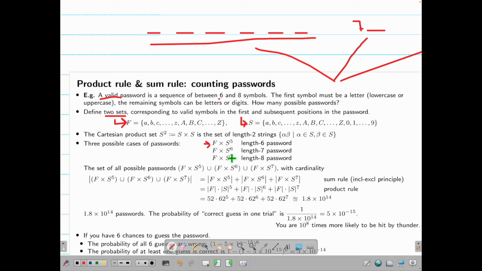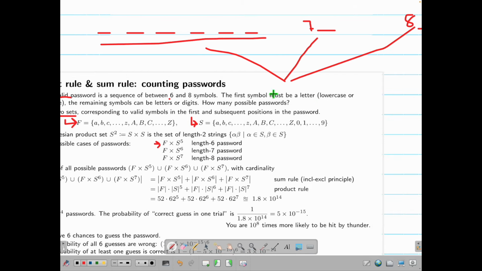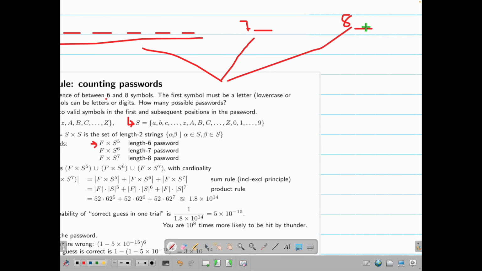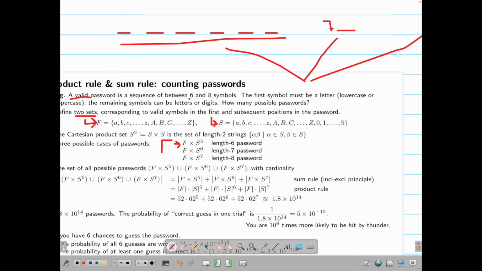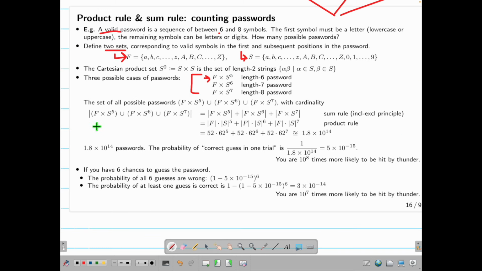What about the second, length 7? This case. What about this one? This case. So now I have filled my tree. So I just need to calculate this. Therefore, I need to calculate something that looks like this. The first set is what? Length 6 password. First letter is an alphabet. The remaining 5 letters are alphabet or number. This is length 7. This is length 8.